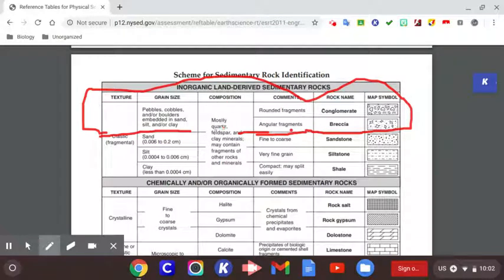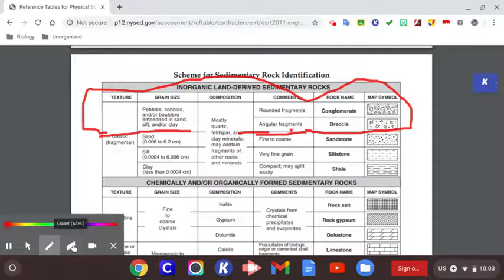So what's the difference? Is it A, does conglomerate have larger grains than breccia? Is the grain size different between conglomerate and breccia? Is it B, do they have different minerals inside of them? Does conglomerate have some minerals that breccia doesn't? Is it C, is conglomerate a crystalline rock or breccia a clastic rock? Or is it D, conglomerate contains round fragments and breccia contains angular fragments? So which of the four is correct? What is the difference?